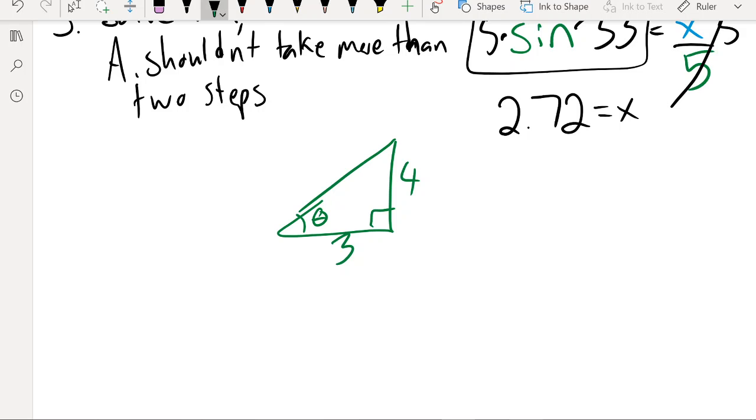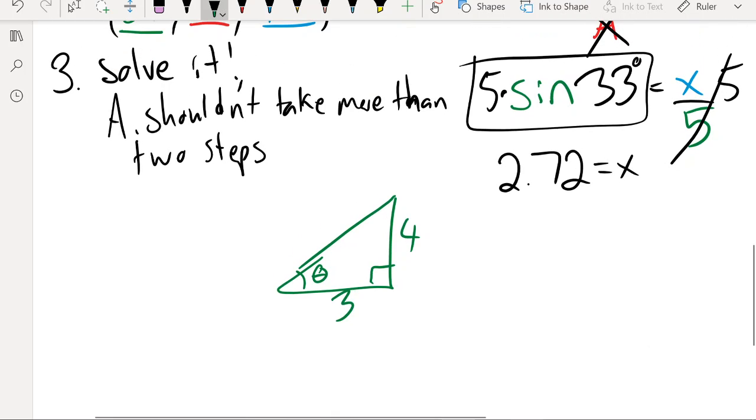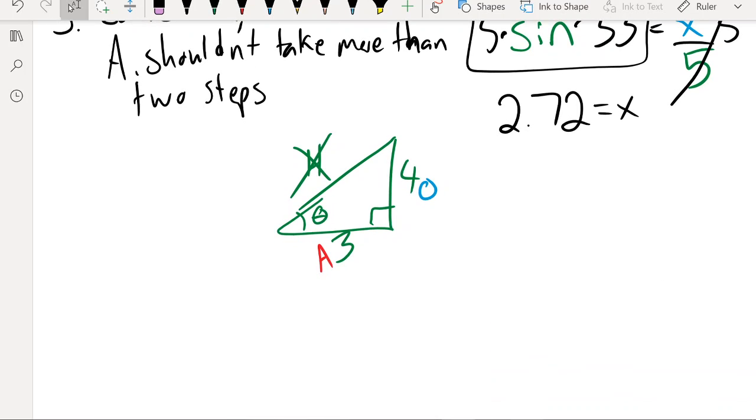Now, here's what you do. You still do the 3 steps. Let's recap. Step 1, label the sides: H, A, and O. Then step 2, we're going to eliminate the one that we don't need, the thing that doesn't have a letter or a number next to it, so that we can pick the trig equation: sine, cosine, tangent. We're using A and O, so that means we're going to be using tangent. Tangent theta equals opposite 4 over adjacent 3.